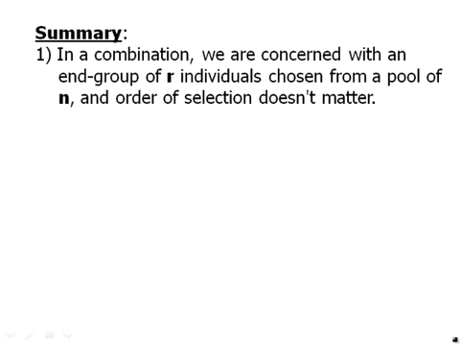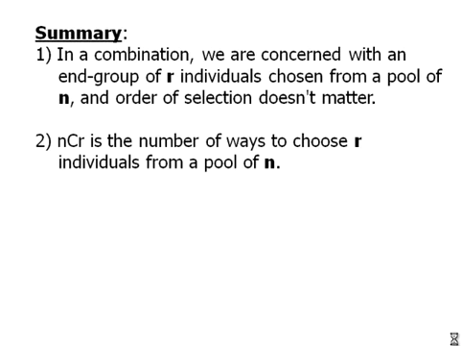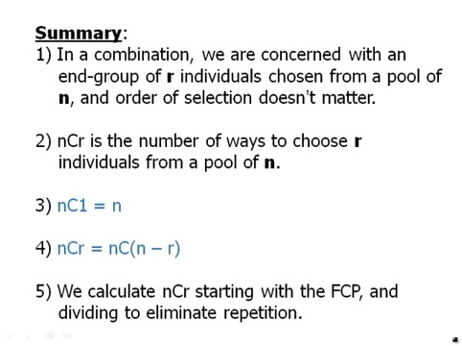In summary, in a combination we're concerned with a group of r individuals chosen from a pool of n, and the order of selection does not matter. n choose r is the number of ways to choose r individuals from a pool of n. n choose 1 has to equal n. n choose r always has to equal n choose n minus r. That's a very important symmetry formula. And we can calculate n choose r by starting with the fundamental counting principle and then dividing to eliminate repetitions.